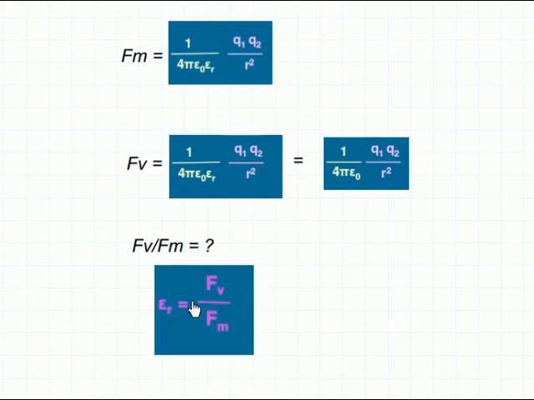You can see that Fv divided by F medium will be epsilon r, that is the relative permittivity. You may try this numerically. You can see that Fv by Fm, the ratio of force between two charges in vacuum to the force between same two charges at the same distance in a medium, is relative permittivity. This is another way of defining relative permittivity.